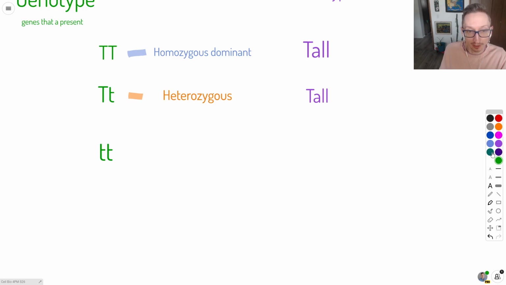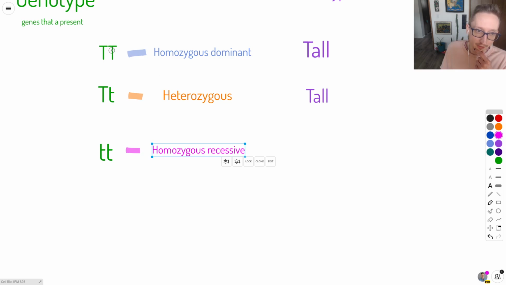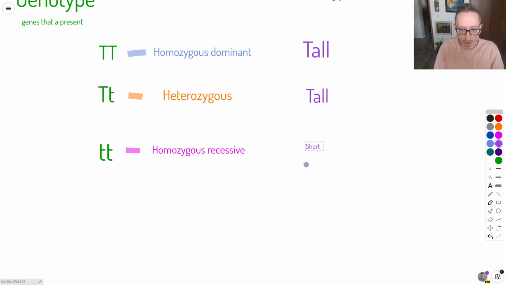We got homozygous, and this one is going to be recessive. Homozygous recessive, okay? Which means we've got two recessive traits. Here we got one of each, heterozygous. Here we got two of the same dominant. So it's homozygous dominant, homozygous recessive. And what is this plant going to be? It's going to be short.